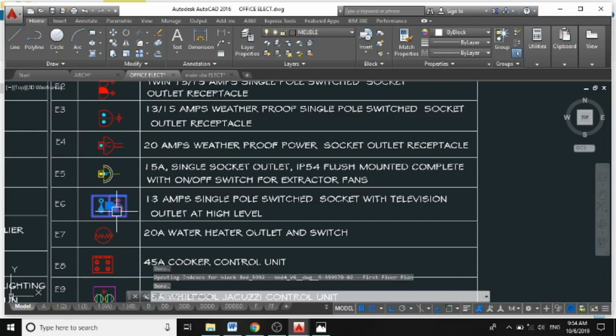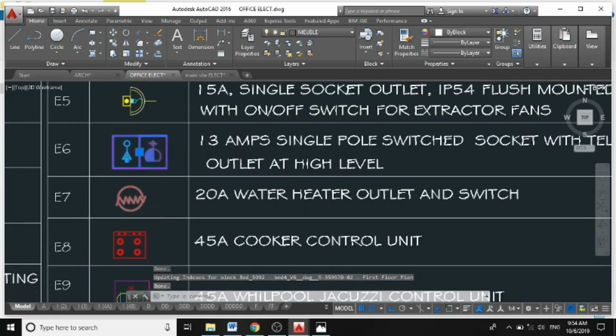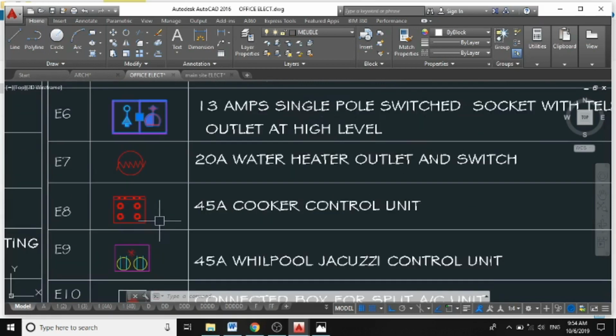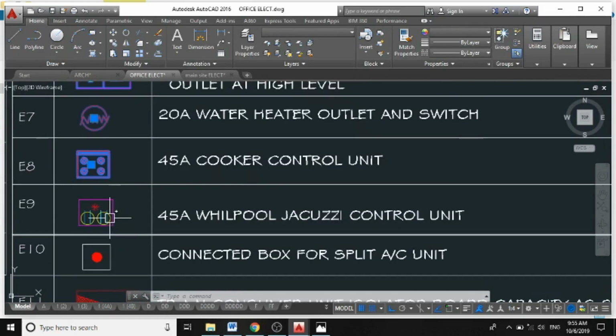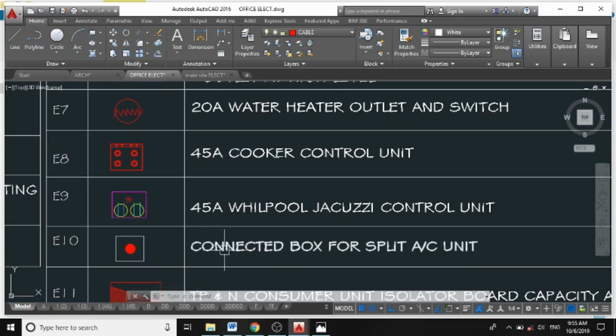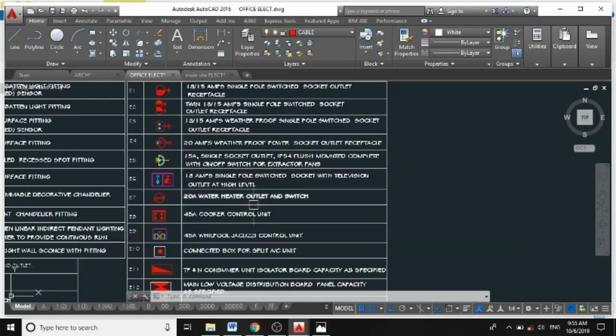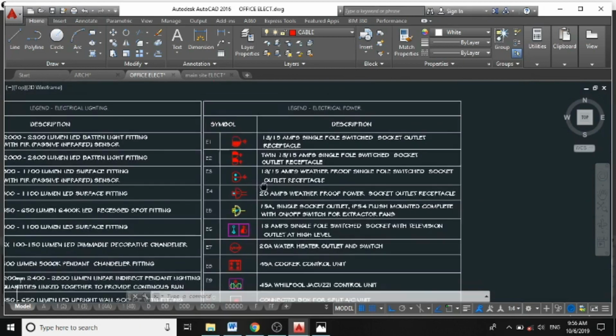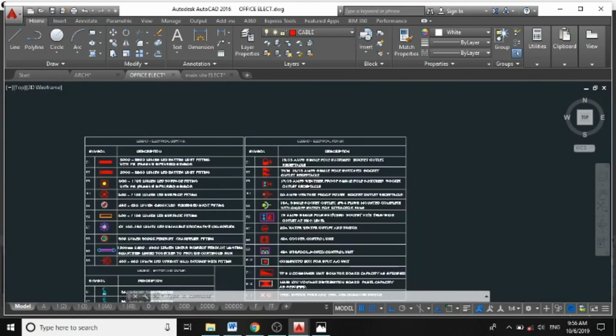I still have other outlets that will be discussed later, which include a 20 ampere water heater outlet and a 45 ampere cooker control unit. Cooker control unit is also a power outlet. Likewise, for the hot water heater, I still have a 45 ampere outlet which is to be used for my jacuzzi control. I still have an outlet for my connected box, rated at 20 ampere. Thus, the third content for every electrical accessory design is the legend.